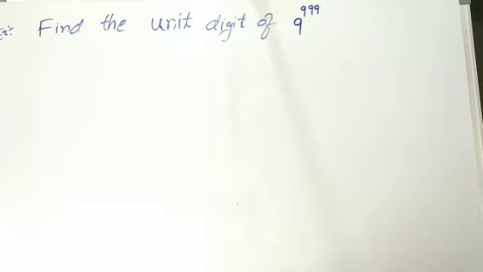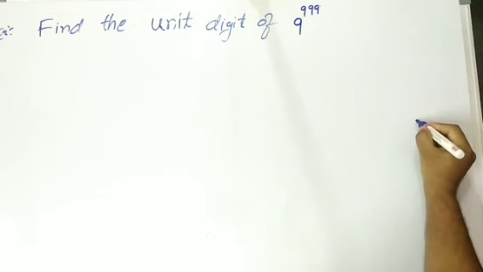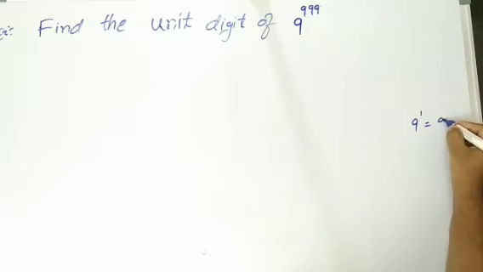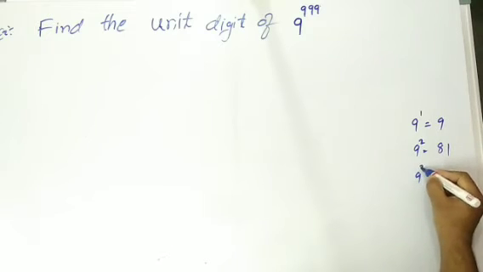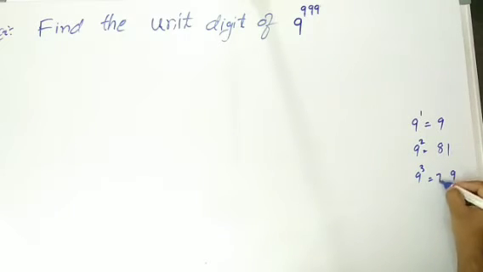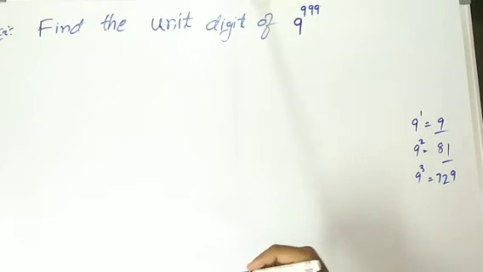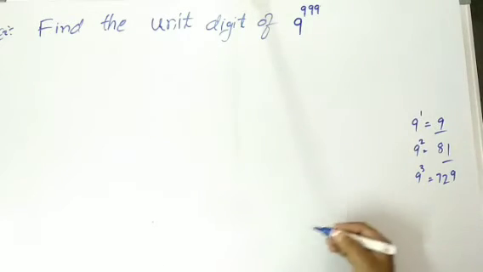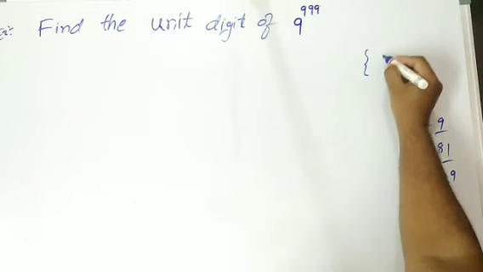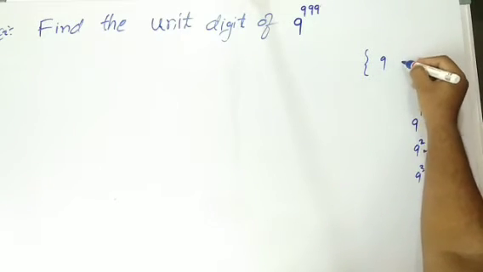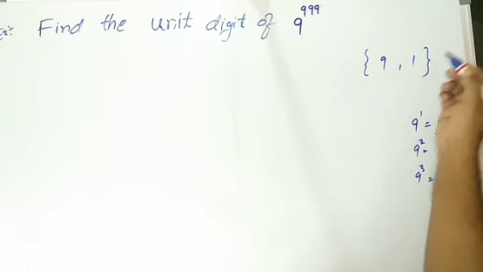Here, find the unit digit of 9 to the power 999. So the 9 table. First we will check for the 9. See, 9 to the power 1 is 9, 9 to the power 2 is 81, 9 to the power 3 is 729. So it is repeating. Only 2 digits will come in 9, that are, first one is 9, second one is 1.